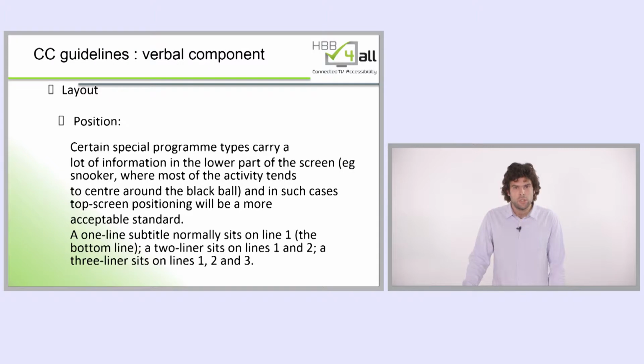In terms of the position, certain special program types carry a lot of information in the lower part of the screen. For example, snooker, where most of the activity tends to center around the black ball. In such cases, top screen positioning will be an acceptable standard. A 1-line subtitle normally sits on line 1, the bottom line. A 2-liner sits on lines 1 and 2. A 3-liner sits on lines 1, 2, and 3.